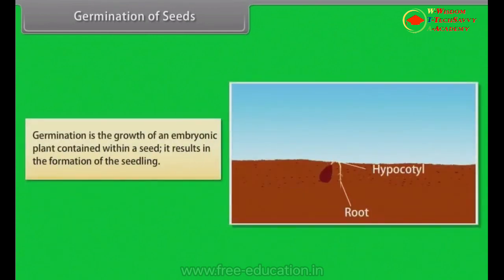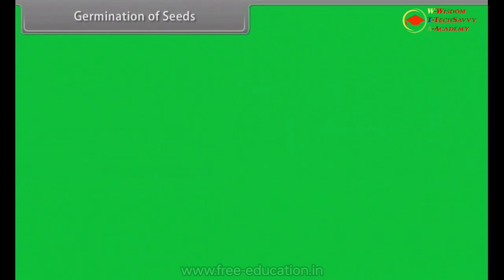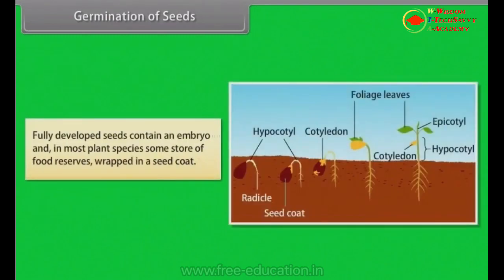Germination is the growth of an embryonic plant contained within a seed. It results in the formation of the seedling. Fully developed seeds contain an embryo and, in most plant species, some store of food reserves wrapped in a seed coat.